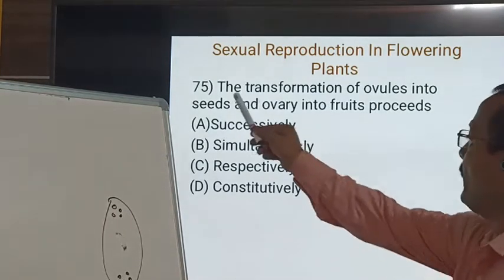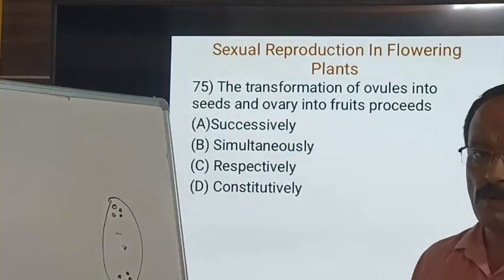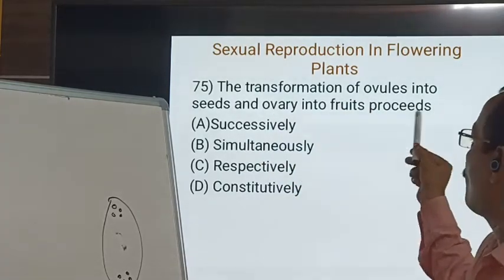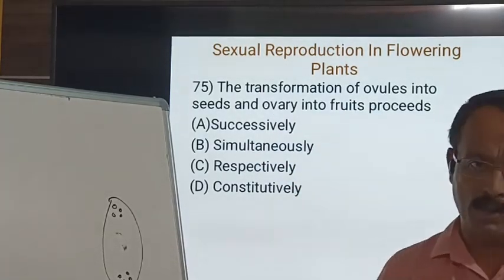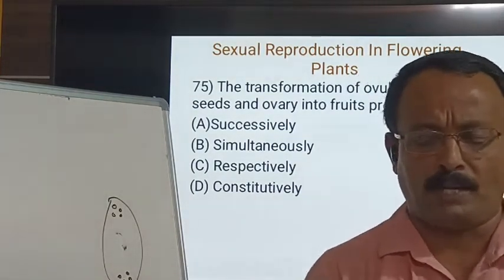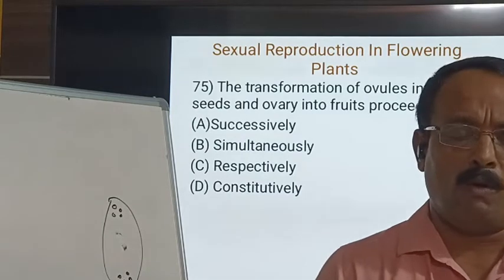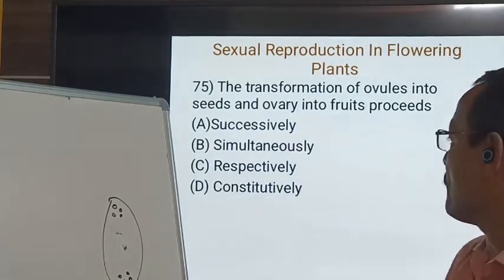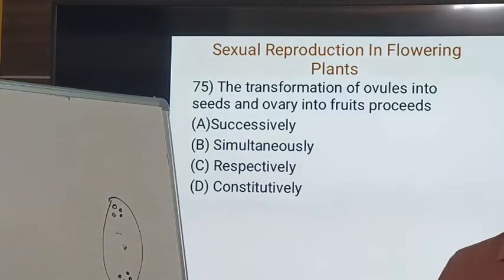Next one. The transformation of ovules into seeds and ovary into fruit. So how does it proceed? After fertilization, that is double fertilization and triple fusion, the ovary develops into fruit and ovules into seed, which takes place simultaneously.